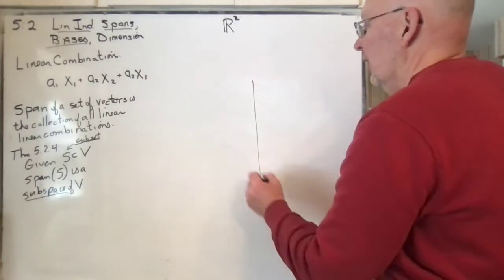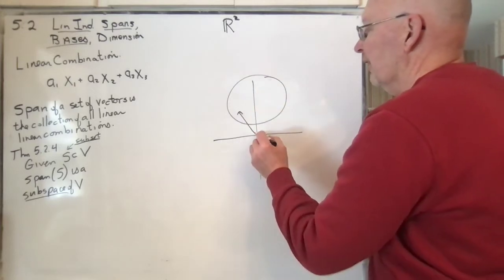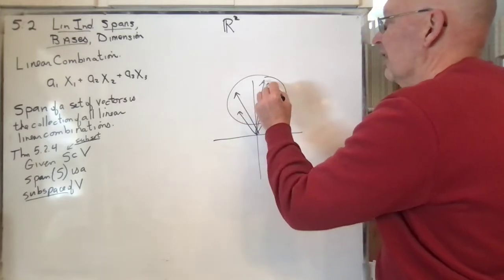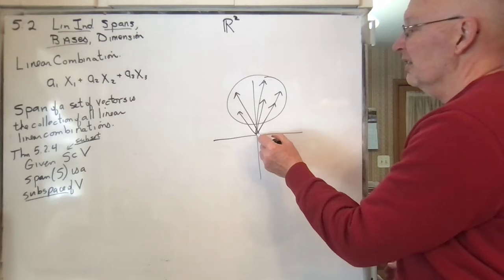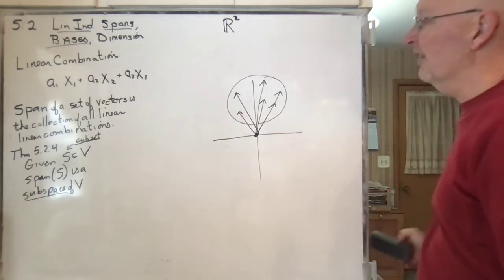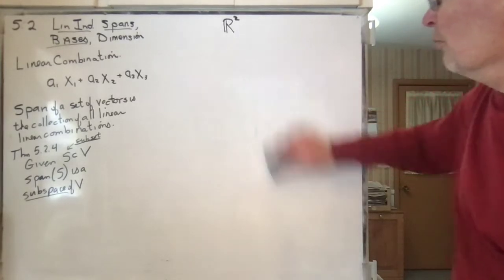What about the collection of all things in here? That the head ends up in there. Is that a subspace? And the answer is no. The easiest way to see it is that it doesn't contain the 0 vector. The 0 vector is right there, and that's not in the set. So that's obviously not a subspace.